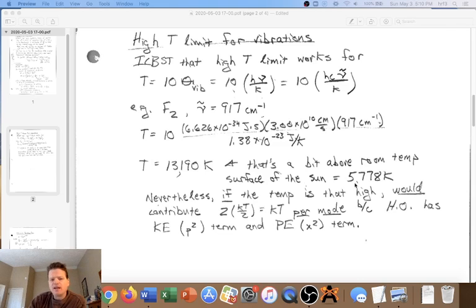Nevertheless, if you do get temperatures that high, maybe at a specific point in a reaction or explosion, then yes, we would contribute 2 times kT/2 per mode. And why is it 2? If you remember, the Hamiltonian for the harmonic oscillator has a kinetic energy term, but it also has a potential energy term. So it should have 2 contributions of kT/2. But you can only use that at extremely high temperatures.